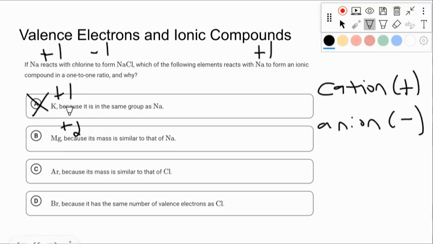This one's in group 1. This one's in group 2. So that's also a no because it has the same positive charge. It needs to be one positive thing, one negative thing.